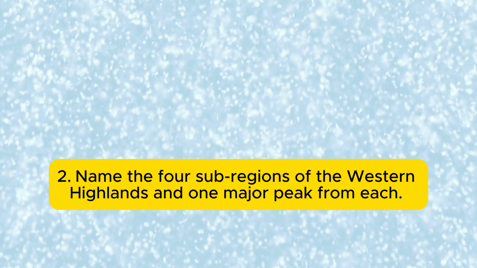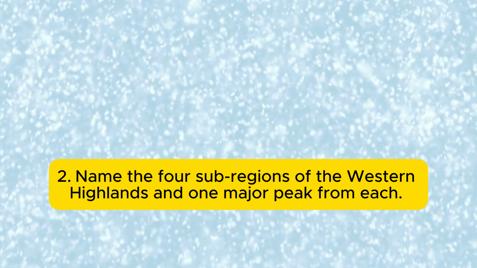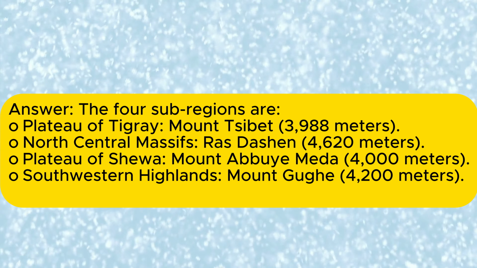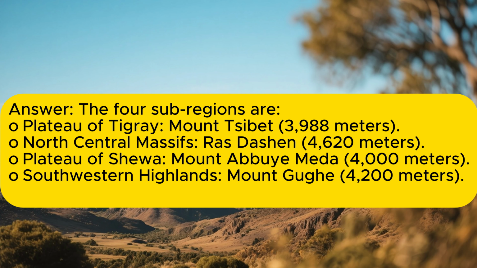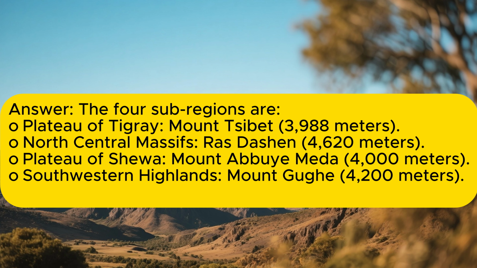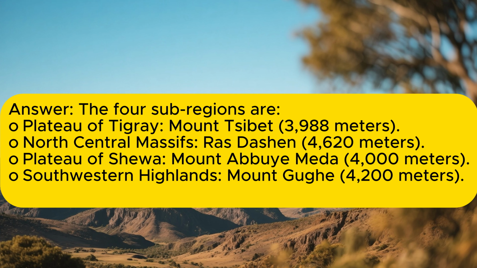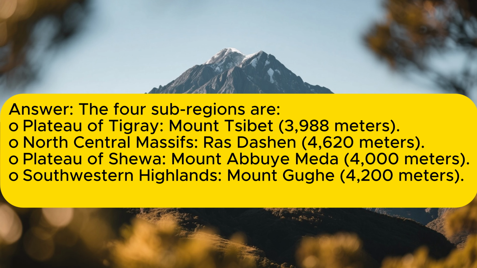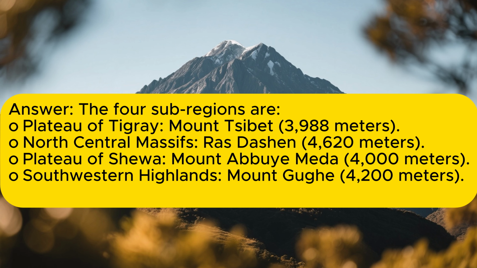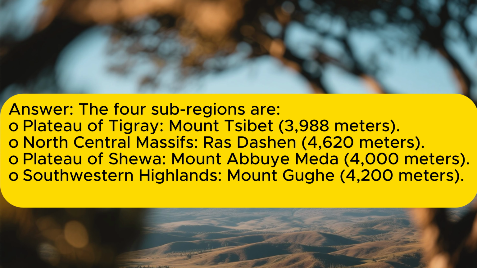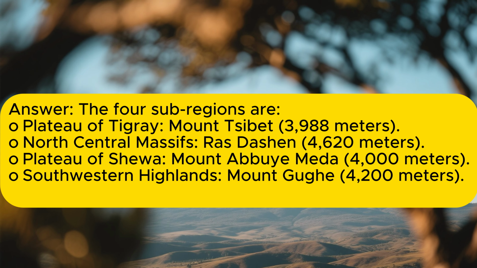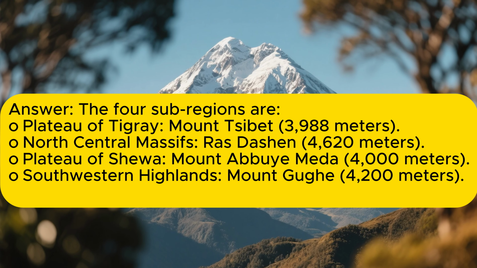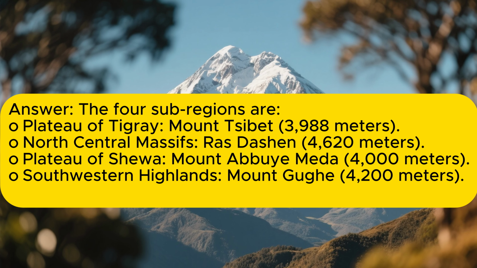2. Name the 4 subregions of the Western Highlands and one major peak from each. Answer. The 4 subregions are: Plateau of Tigray, Mount Sibit, 3,988 meters. North Central Massifs, Ras Dashen, 4,620 meters. Plateau of Shua, Mount Abay Medha, 4,000 meters. Southwestern Highlands, Mount Giu, 4,200 meters.